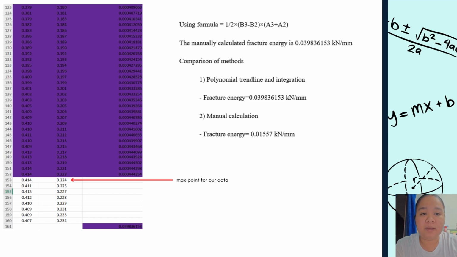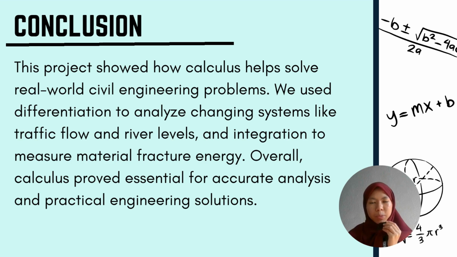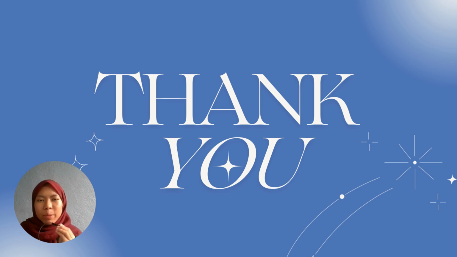0.01557 kilonewton per millimeter. From this project, we demonstrate how calculus is essential in solving real-world civil engineering problems. We use differentiation to analyze changes in traffic flow and river water levels, which helps us understand how these systems behave over time. Integration was applied to calculate the fracture energy of materials, an important factor in structural safety. Overall, our project showed that calculus is not just theoretical, it's a practical tool that enables precise, data-driven solutions in engineering. That's all from us. Thank you.